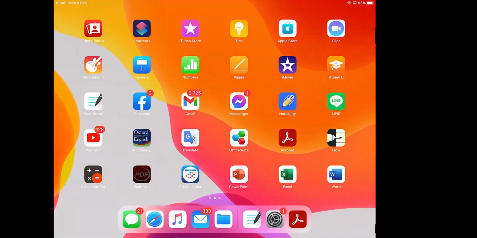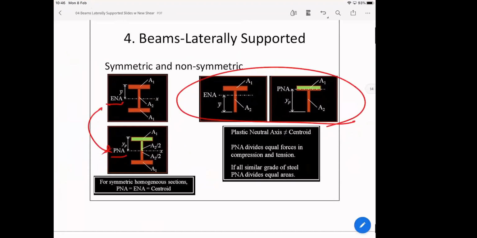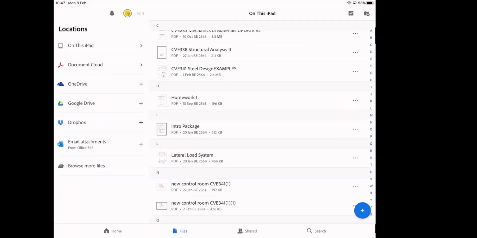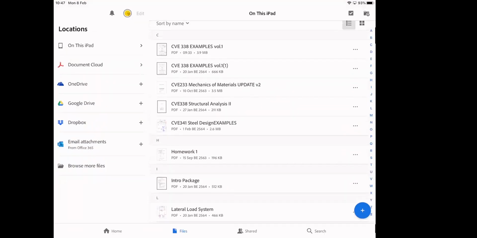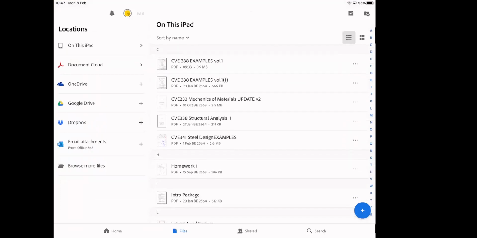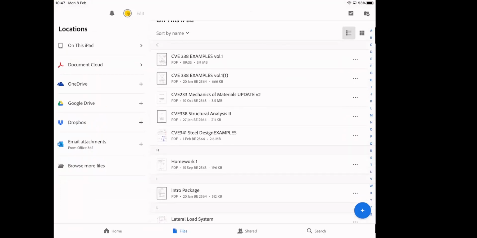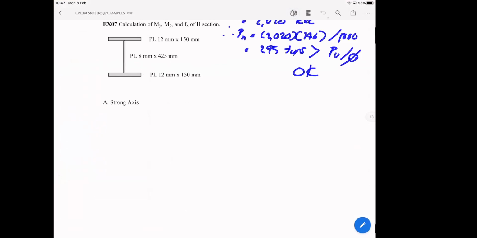So let's start with our example of the calculation. Okay, so we are going to use this one, CV 341 steel design examples, and we are going to start working on example number 7 today. Pardon me, I still have that from the previous example on it. I hope it doesn't bother you.